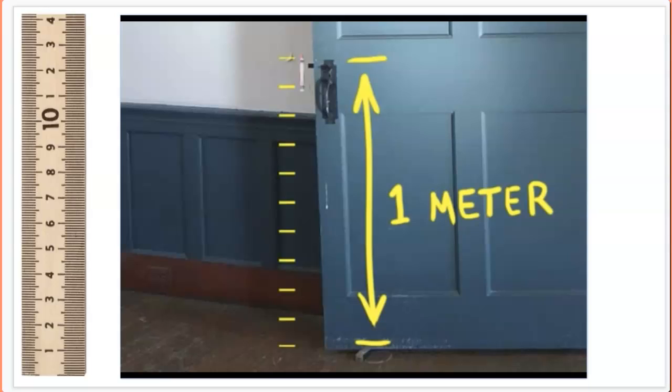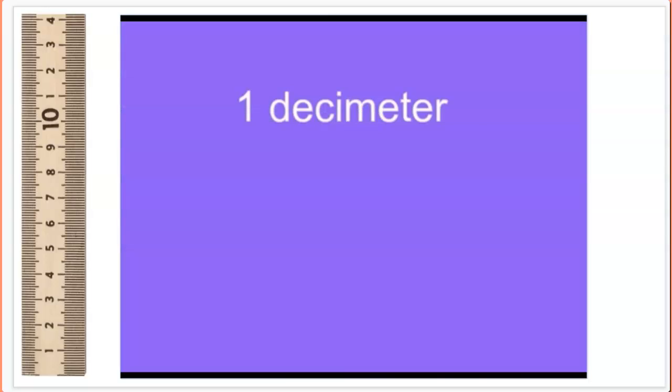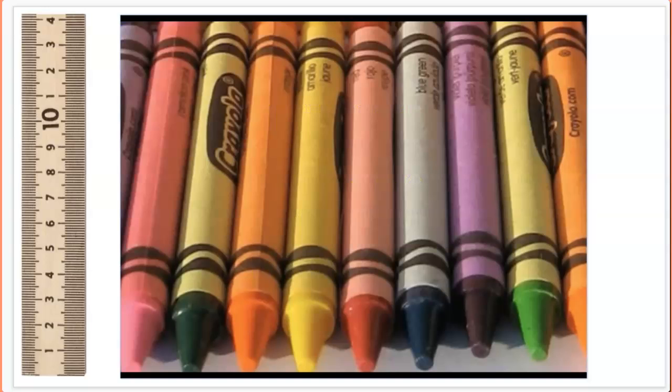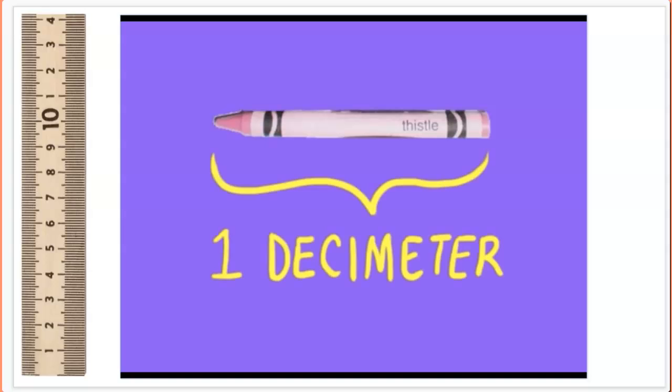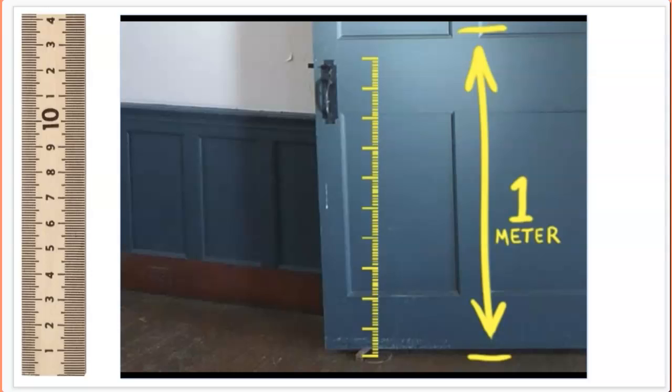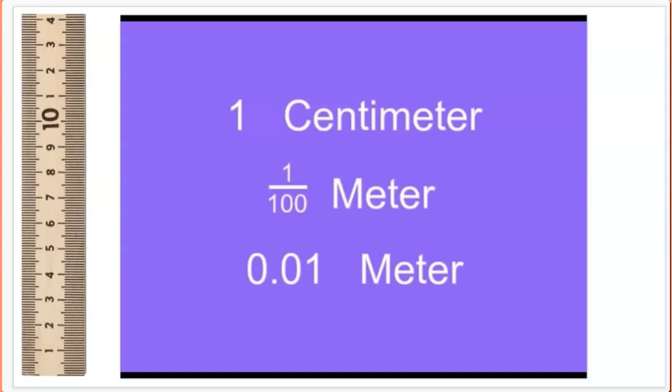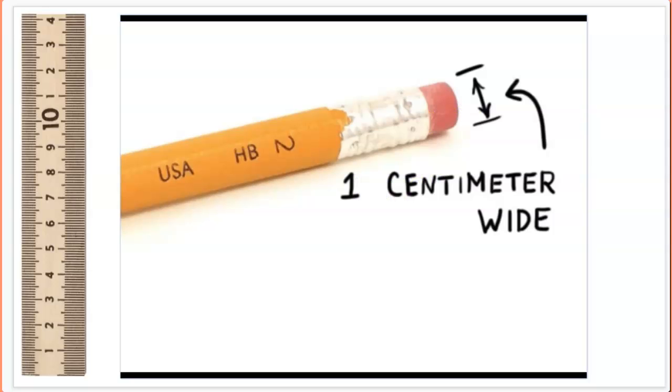If you divide a meter into 10 equal parts, you now have decimeters. 1 decimeter equals 1/10 of 1 meter, which is written as 0.1 meter. To visualize a decimeter, you should think of a crayon. A new crayon is about a decimeter in length. If we divide a meter into 100 equal parts, we now have centimeters. So 1 centimeter is equal to 1/100th of a meter, which is written as 0.01 meter. For reference, most pencils are about 1 centimeter wide.